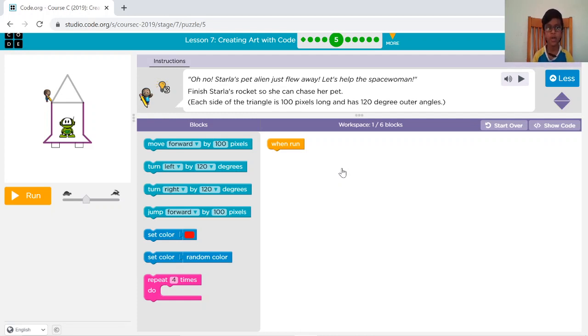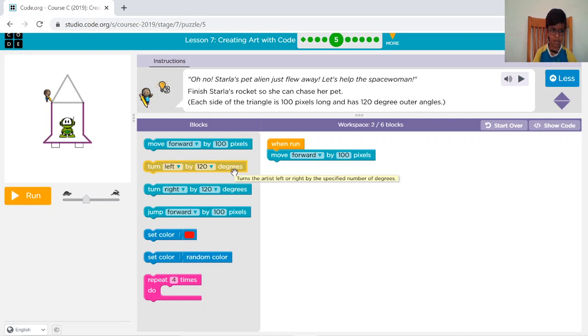It's so much fun. Today's puzzle is we have to make the artist draw a triangle. So that's our puzzle. So let's write our code. First, move forward by 100 pixels because the length of the triangle is 100 pixels.